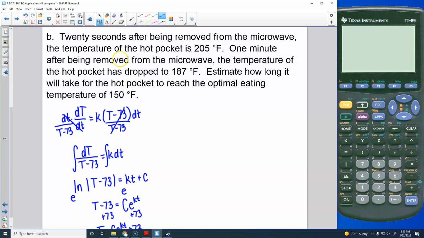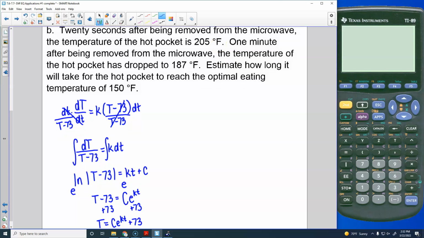So, now. It tells us 20 seconds after being removed from the microwave, the temperature of the Hot Pocket is 205 degrees Fahrenheit. So here's the problem with that. If we plug in 20 for our t, then I have two variables, a C and a k, and I'm not going to be able to solve. I really want to plug in 0 for the t, because then I can get the C, right? Because the k is going to go away.